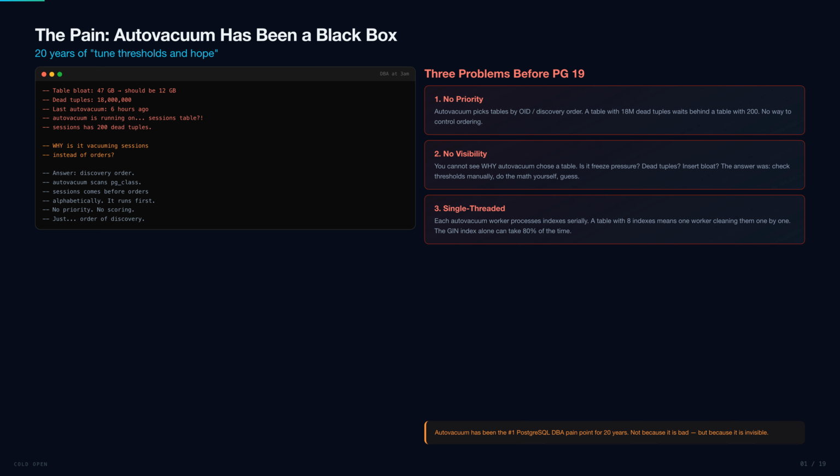Problem 3, single-threaded index cleanup. Each Autovacuum worker processes indexes one by one. If your table has 8 indexes, a couple of B-trees, a GIN on JSON, some partials, one worker cleans them serially. The GIN index alone can take 80% of the time.